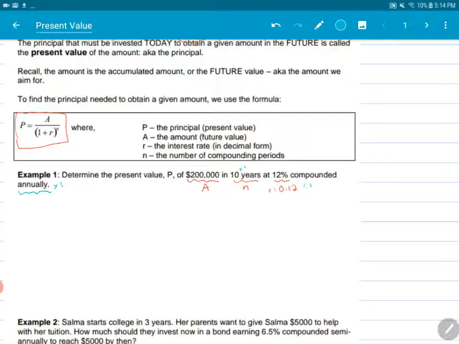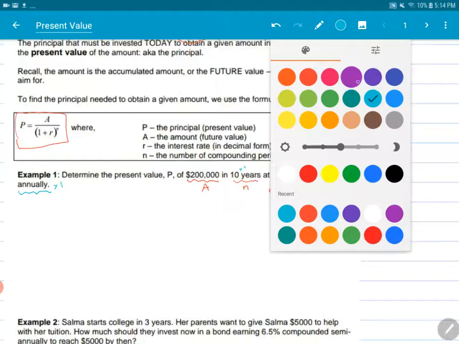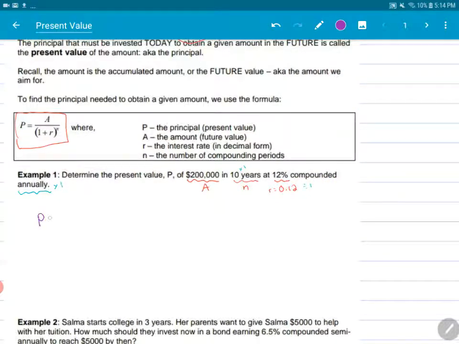But in your next couple of questions, you need to make sure that you are careful and you know what am I multiplying and dividing by. So let's set it up. P equals, A goes in the top, so we're going to put 200,000 divided by 1 plus our rate that we decided to be 0.12, and it didn't have to change this time, to the power of n, which is 10.